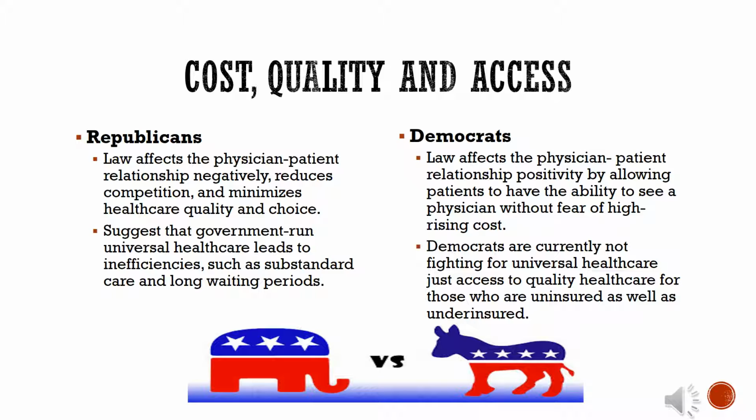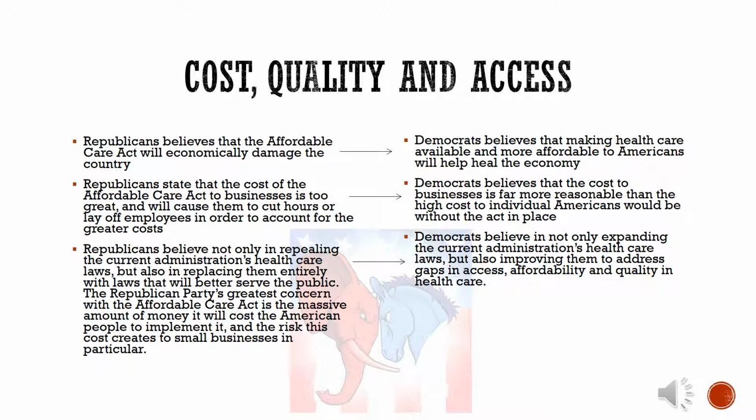Republicans suggest that government-run universal health care leads to inefficiencies such as substandard care and long waiting periods, while Democrats are currently not even fighting for universal health care, just access to quality health care for those who are uninsured as well as underinsured. Republicans believe that the Affordable Care Act will economically damage the country, while Democrats believe that making health care available and more affordable to Americans will help heal the economy.